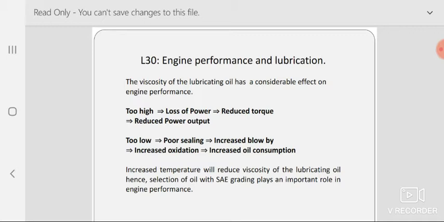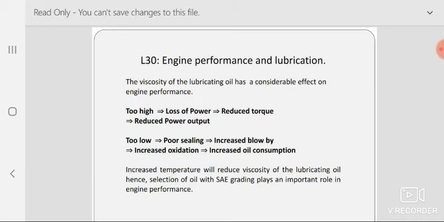Too low viscosity of the engine oil means poor sealing. Poor sealing means increased blow-by, increased oxidation. There is increased fuel consumption. Too low means poor sealing, number one, because too low viscosity means the viscous character of the oil has gone. When the viscous character of the oil is gone, the lubricating oil loses its original property and has a tendency to get oxidized.